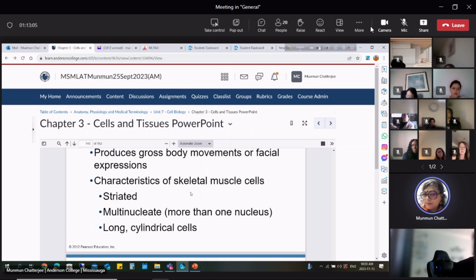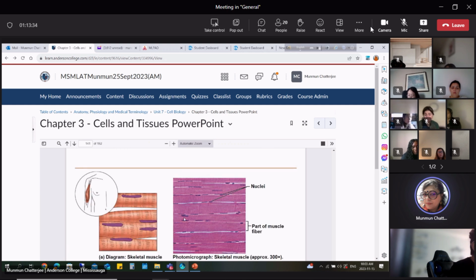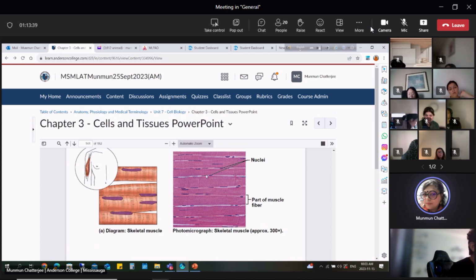And the skeletal muscles are striated. What does striated mean? Multi-layered. Multinucleate: they have more than one nucleus. Skeletal muscles are striated, multinucleated, long and cylindrical cells. These are the two main points: striated and multinucleated. So see how many nuclei are there.